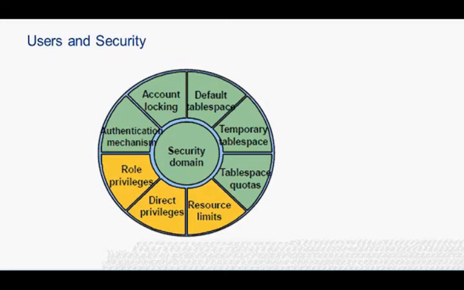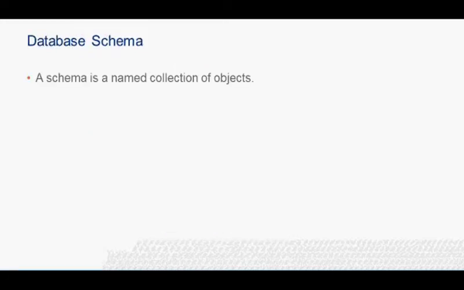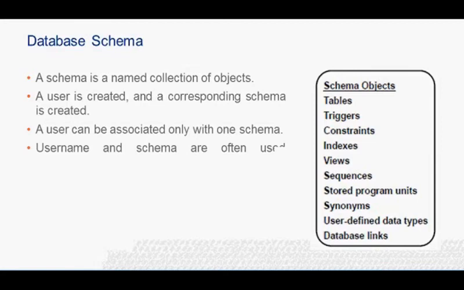Now, what is a schema? A schema is a named collection of objects such as tables, views, clusters, procedures, and packages associated with a particular user. When a database user is created, a corresponding schema with the same name is created. A user can be associated only with one schema of the same name, and therefore username and schema are often used interchangeably. This slide shows some of the objects that users can own in an Oracle database.